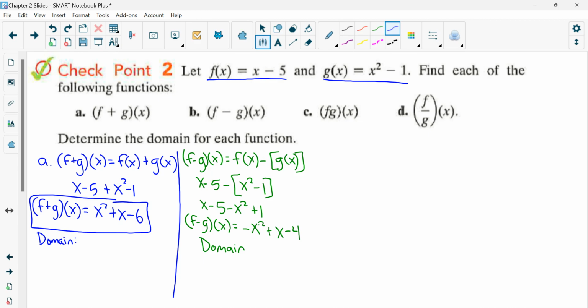Both of these final functions are going to create what kind of a graph? Parabola, right? So remember, parabolas look like U's. Are there any restrictions on the parabolas? No. So the domain for all parabolas goes from negative infinity to infinity.